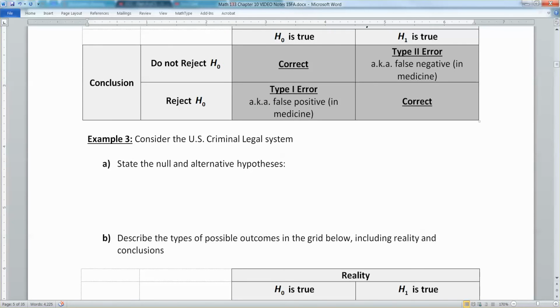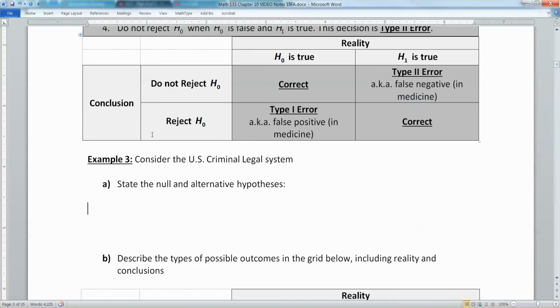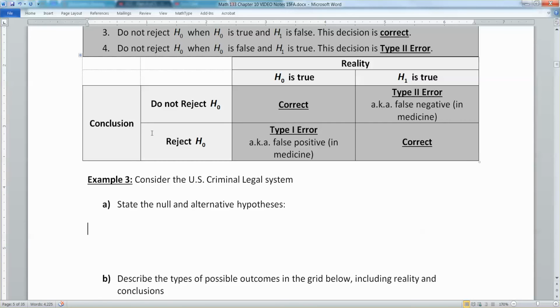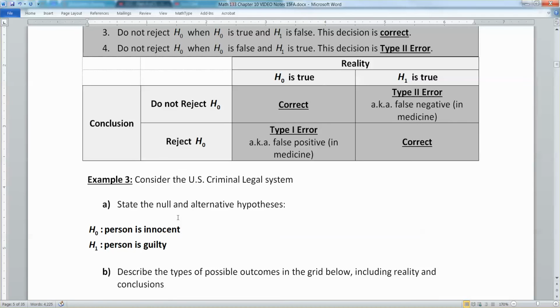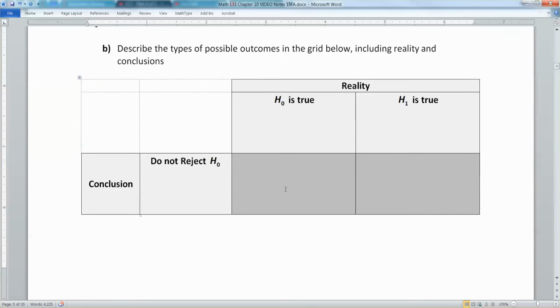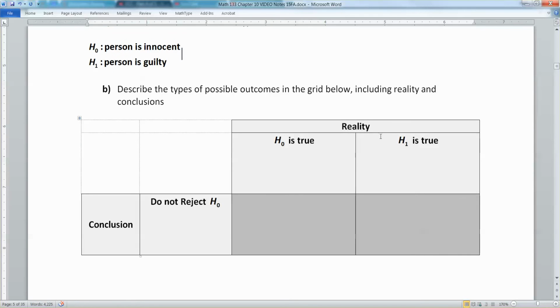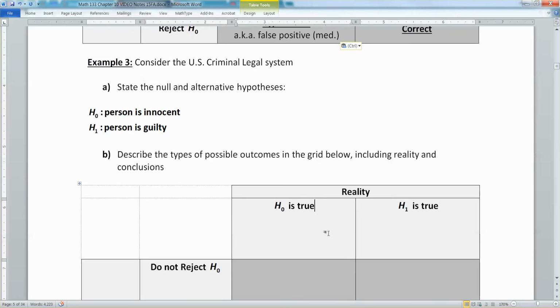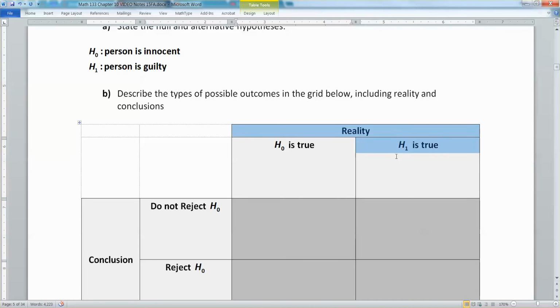Okay, so let's consider another example besides the medical system. Let's consider the legal system. So in the US legal system, according to the Constitution, you are supposed to be innocent unless we can prove you're guilty, which means that the null hypothesis is innocence and the alternative is guilt. Okay, so if that's the case, then what are the possible outcomes that we could have for our conclusions on our reality? All right, let's first deal with reality.